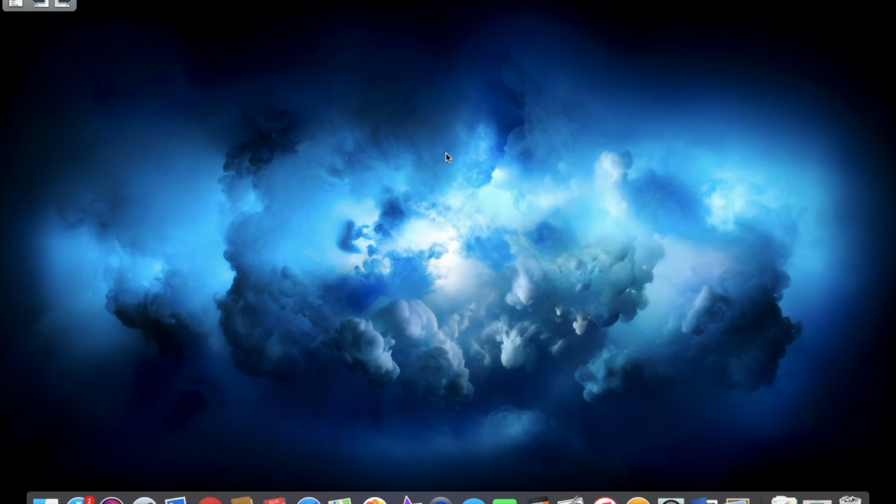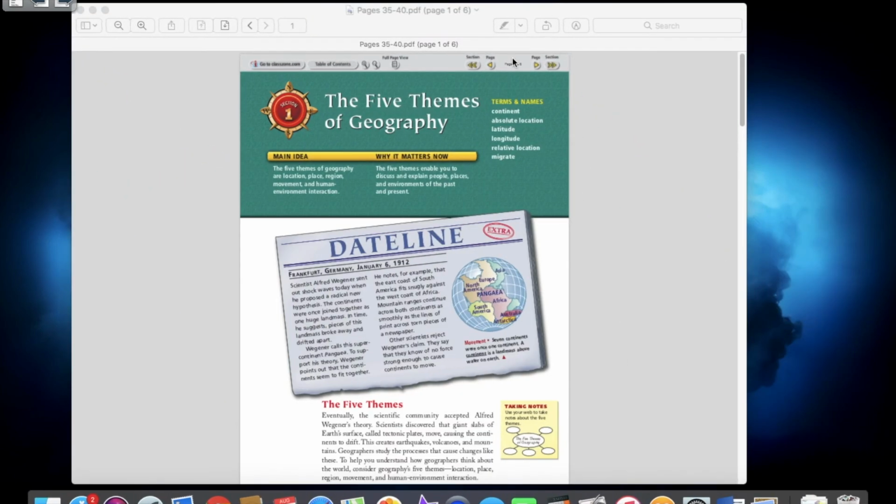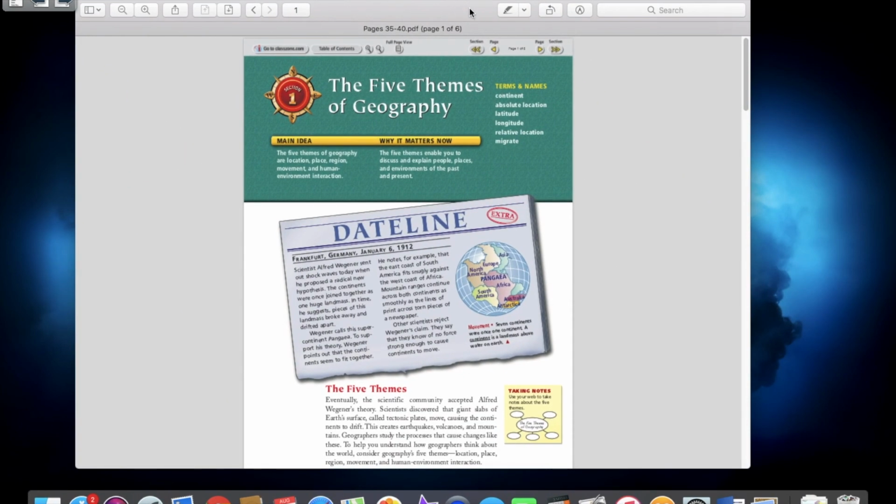This is for my 6th grade Social Studies class, and on today's lesson we are addressing textbook pages number 35 through 40. We are talking about the 5 themes of geography. So today we'll be going through these textbook pages. My recommendation for you guys is to download this PDF from the lesson on Schoology, and we'll follow along as we go through this 5 themes of geography and talk about the information presented therein.